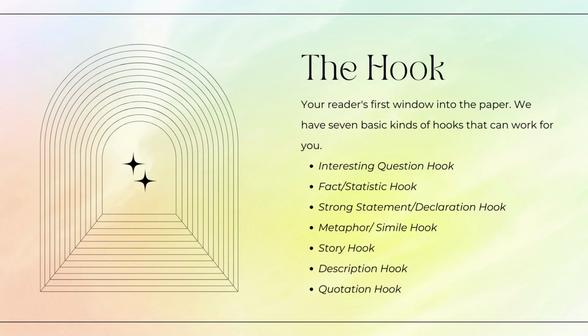Now, number 1, it's an interesting question hook. That's the first kind of hook statement that you have. Next, you have a fact or statistic hook. You have a strong statement or declaration hook. You have a metaphor or a simile hook. You have what we call a story hook, a description hook, and finally a quotation hook.